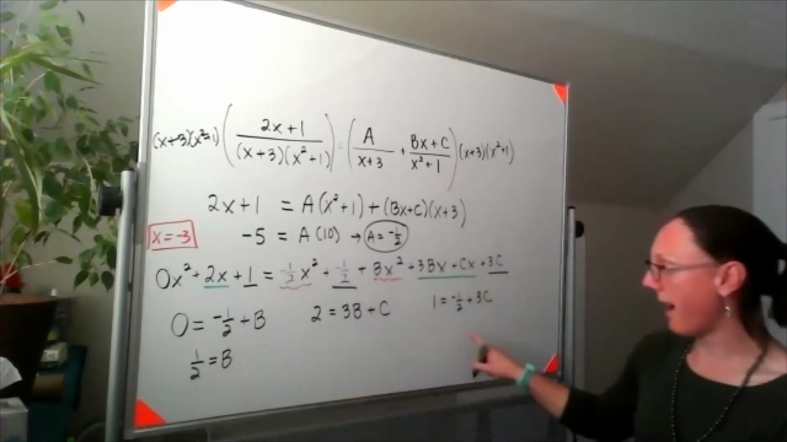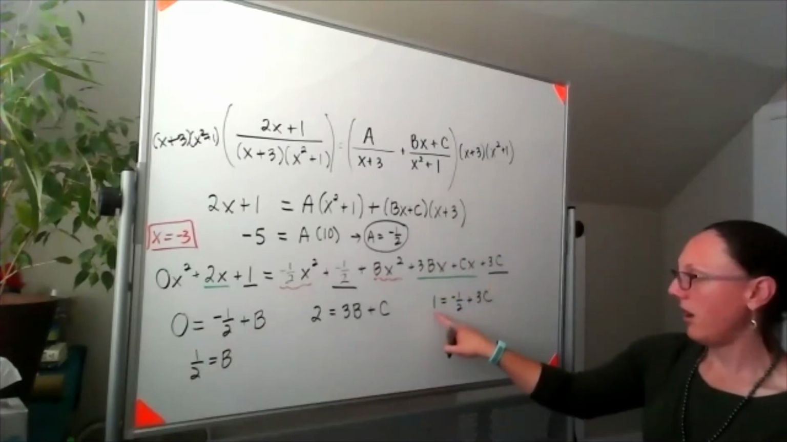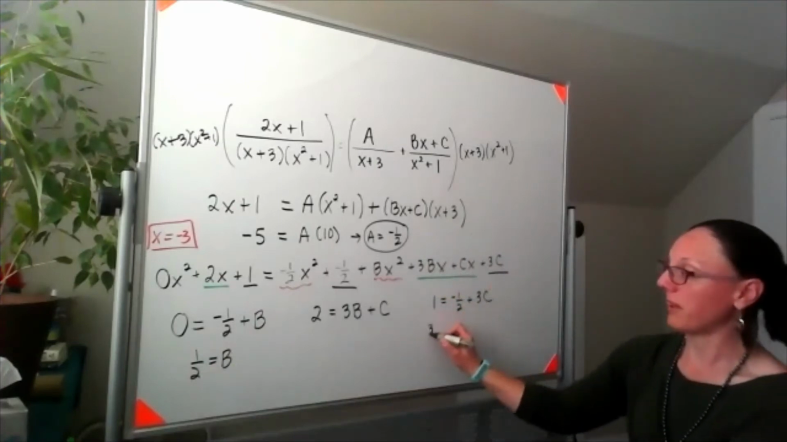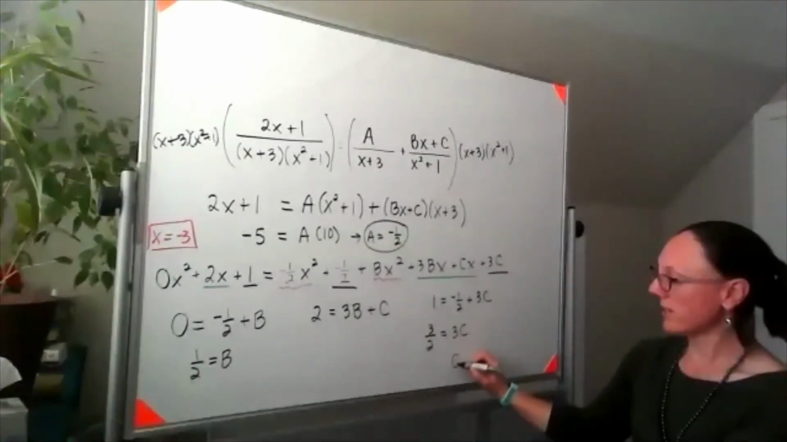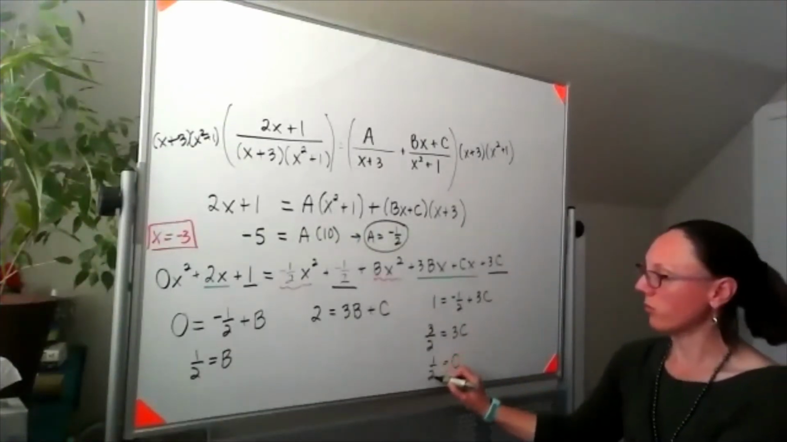So our b is 1/2, and here 1 plus 1/2 would make that 3/2 is equal to 3c, or c is equal to 1/2.